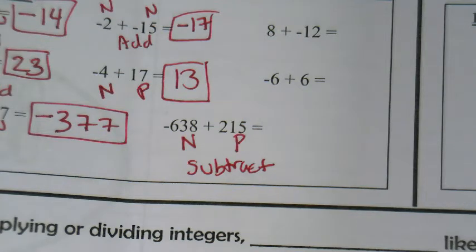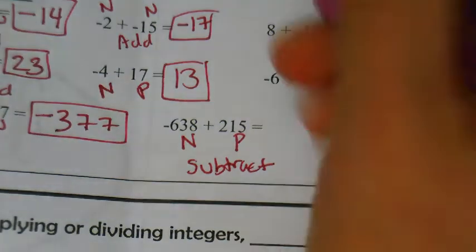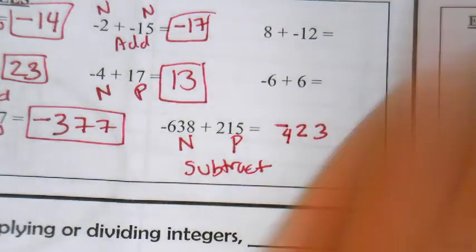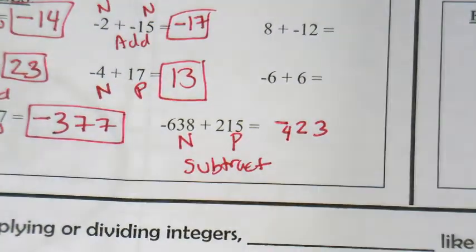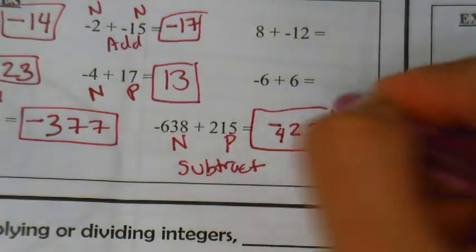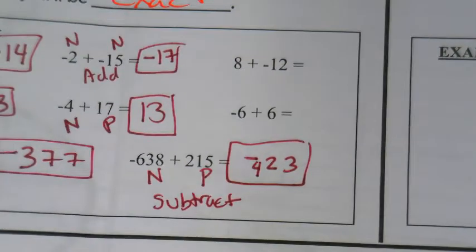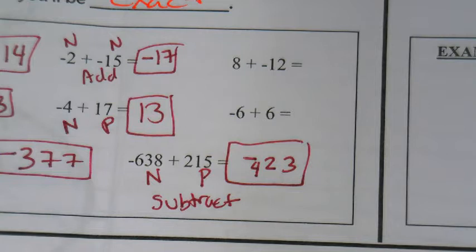Is it? Negative, let's see, 3, 2, 4. Negative 423. Nice. There's no barn in that. That was light. Okay, the next one.